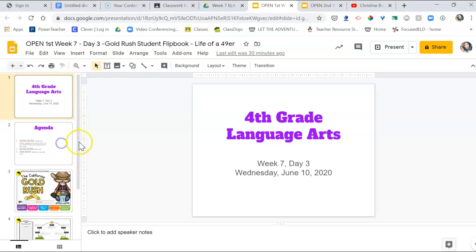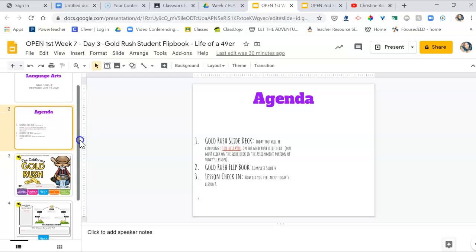I would like you to check out your agenda slide. Please remember that you need to open this slide deck first before opening the Gold Rush slide deck. This way you will be able to know what it is that we're studying for today. So as you can see here, we are looking at the life of a 49er.